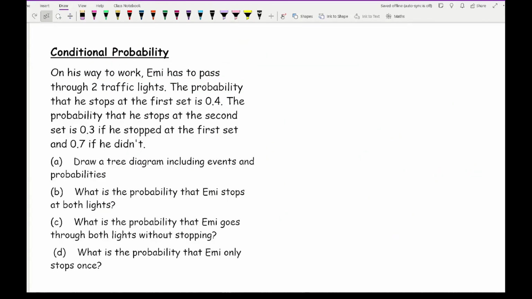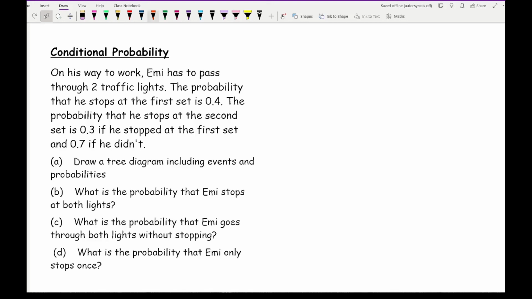So now let's have a look at a conditional probability question. And these would always be regarded as a little bit higher level, so maybe worth a few marks and may be found more later in a GCSE paper. So it says, on his way to work, Emmy has to pass through 2 traffic lights. The probability that he stops at the first set is 0.4. The probability that he stops at the second set is 0.3 if he stopped at the first set and 0.7 if he didn't. And the question's asking us to draw a tree diagram including the events and the probability.